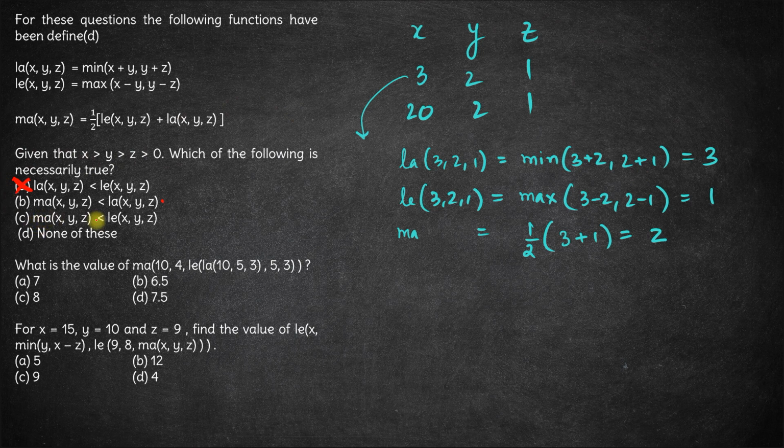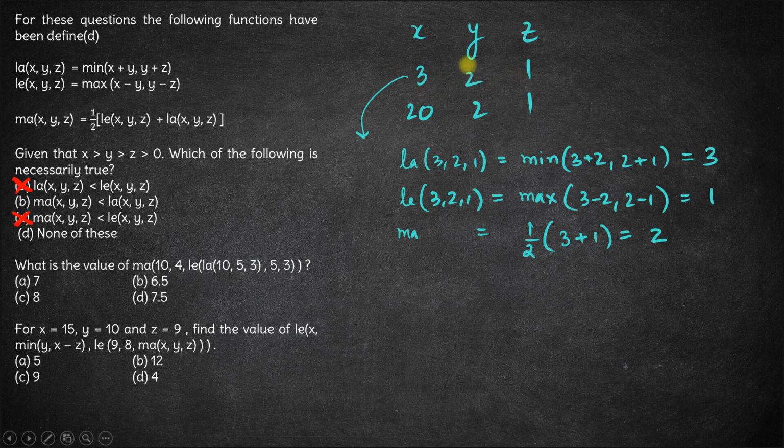What about option C? MA is less than LE. MA is 2 and LE is 1. So MA is greater than LE. So this is not always true. This may be true for some values, but not always true. So option A and option C are eliminated based on this set of values.